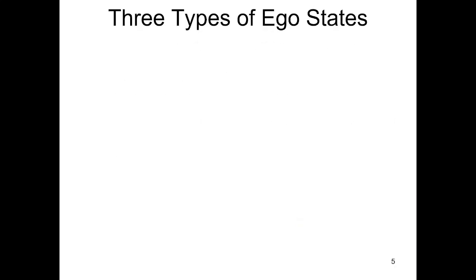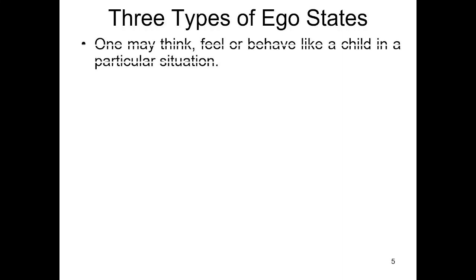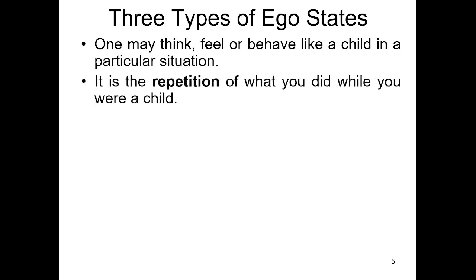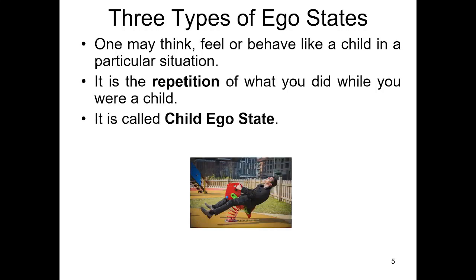According to Eric Berne, there are three types of ego states, three types of patterns. One may think, feel, or behave like a child in a particular situation. We behave like a child, and it is the repetition of what you did while you were a child. We all have gone through childhood, so we remember the memories of childhood. We repeat the same things when we are grown up. It is called child ego state.